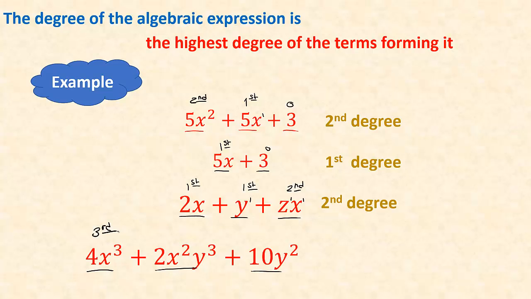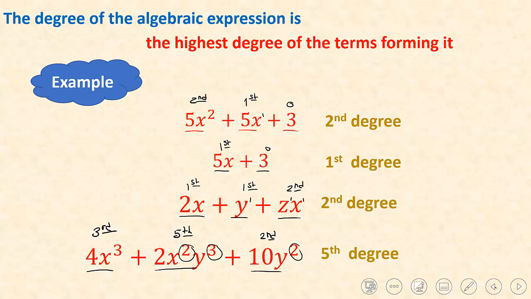And for the second one, it's 2x squared y to the power of 3. We have here two algebraic factors. One of them is to the power of 2, and the other is to the power of 3. So here, this term is of the fifth degree. Going to the third term, I have only one algebraic factor, which is to the power of 2, so here it's of the second degree. To find the degree of the whole algebraic expression, just go and see which term has the greatest degree. And the greatest degree is the fifth degree, so the whole expression is of the fifth degree.